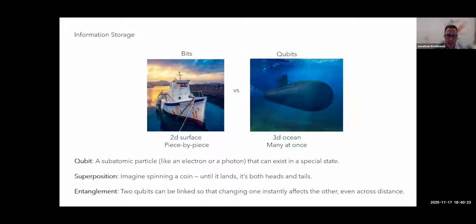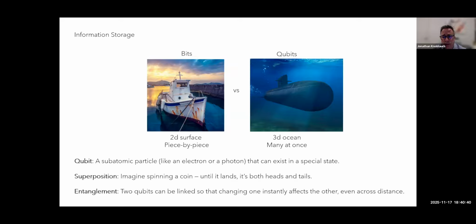Quantum computers, on the other hand, use qubits, which are quantum bits. A qubit is a subatomic particle, like an electron or a photon, that can exist in a special state.